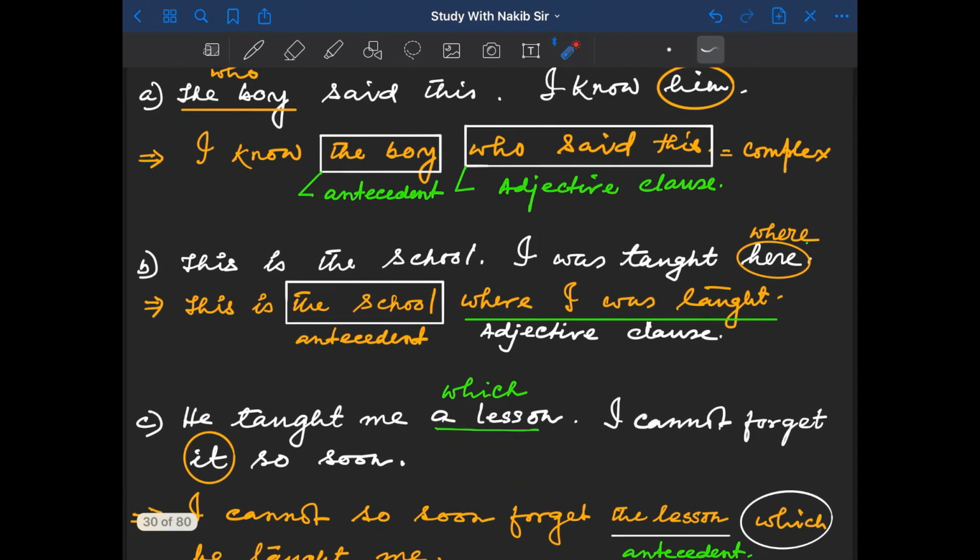Next one, this is the school. I was taught here. Here, in place of here, write where and add this where at the beginning.